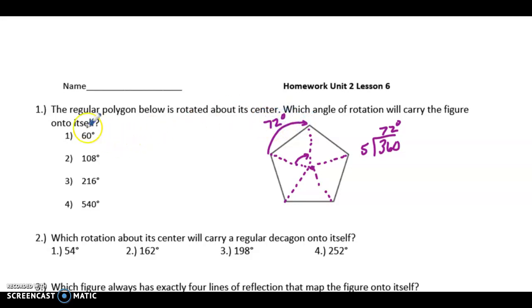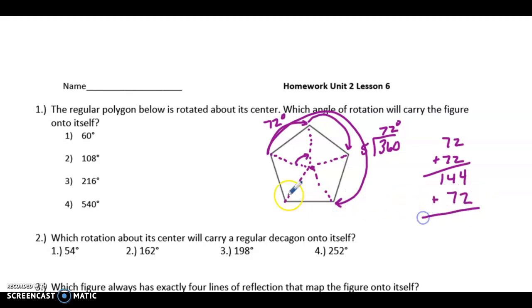Now, if you look at your answer choices over here, 72 is not an option. So you have to keep rotating. If I rotate the next one, 72 plus 72 would be 144. That's not an option, so you're going to keep going. Picture rotating this all the way to here, adding another 72. Basically, what you're looking for is which one of these is a multiple of 72.